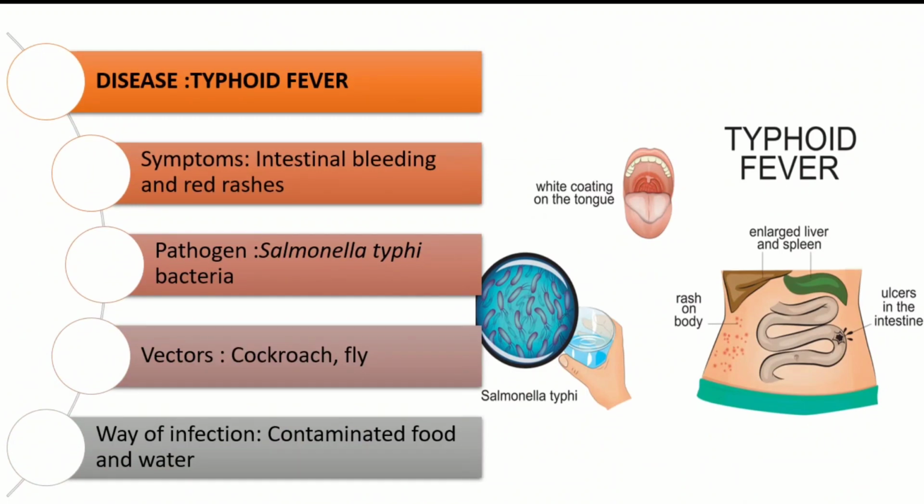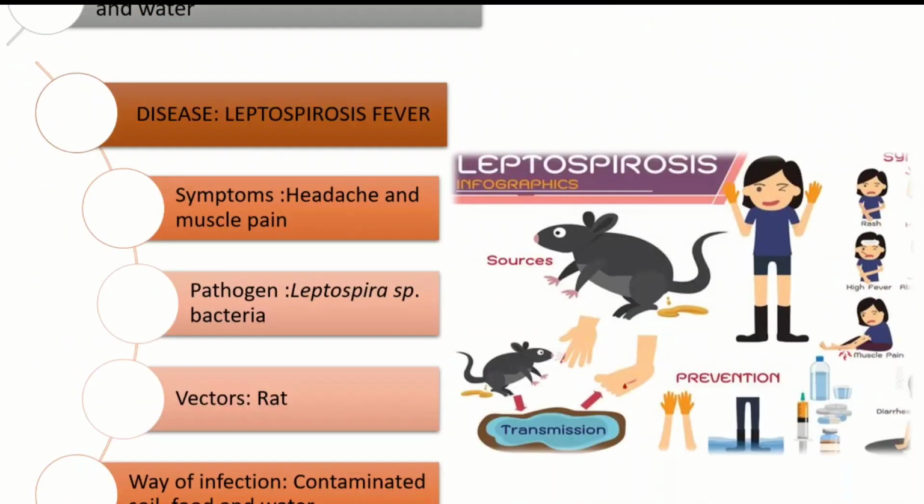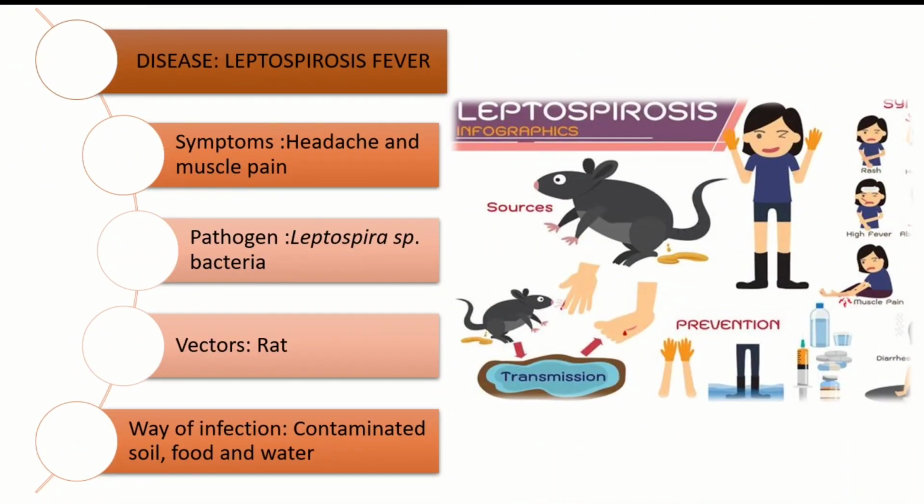Typhoid fever, the symptoms are intestinal bleeding and red rashes. The pathogen name is Salmonella typhi bacteria. The vectors are the cockroach and fly. The risk of infection is also contaminated food and water. Leptospirosis fever, the symptoms are headache and muscle pain. The name of the pathogen is Leptospira species bacteria. The vector is rat, and the risk of infection is contaminated soil, food, and water.